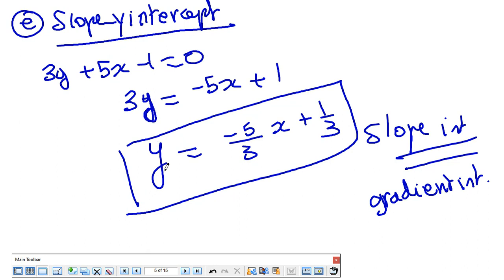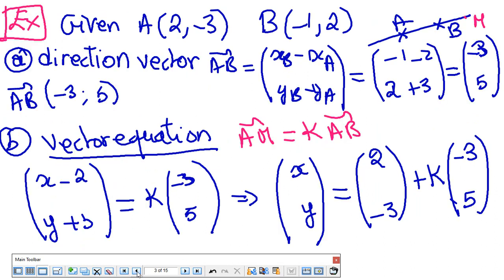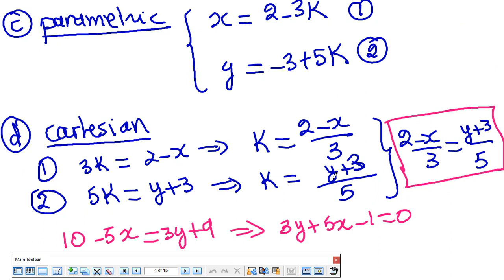And this Cartesian equation, you can change it to slope intercept form by solving for y. And you know that the slope intercept form, or slope y-intercept form, is y equals mx plus b, and this is in the slope intercept form. If you notice here, guys, if you look at the denominators 3 and 5, what are those? You can see that those two can be the direction vector of this line.